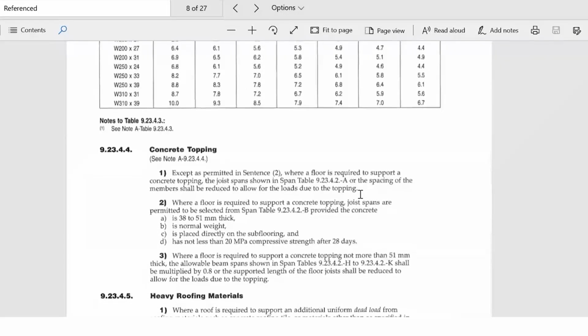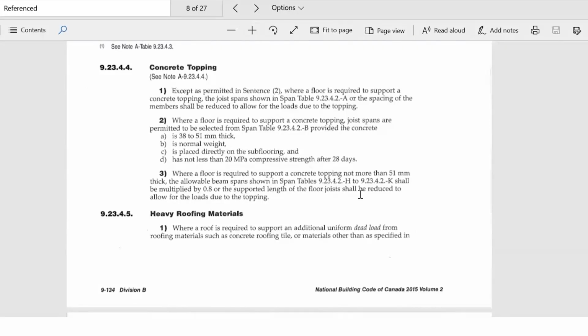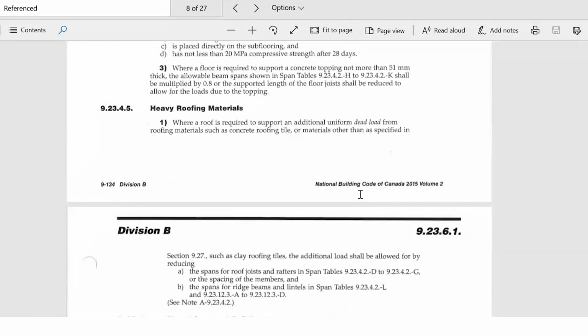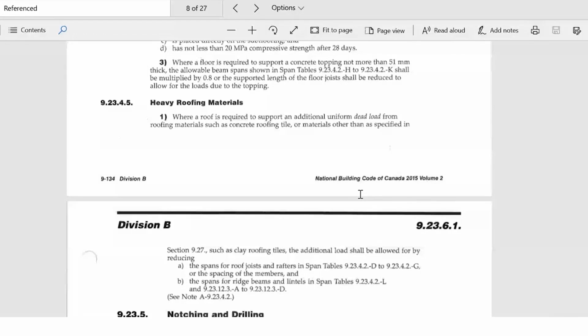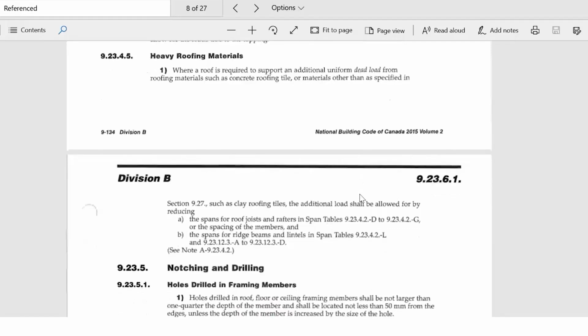The spans for the allowed spans. Heavy roofing materials. This addresses 9.23.4.5 when a roof is required to support an additional uniform dead load from roofing materials such as concrete roofing tiles, materials other than as specified in 9.27, such as clay roofing tiles. The additional load shall be allowed for by reducing the floor spans of roof joists and rafters in span tables 9.23 for 2D and 2G, or the spacing of the members needs to be reduced. The spans for ridge beams and lintel spans 9.23 for 2L and 9.23.12.3A to 9.23.12.3D.